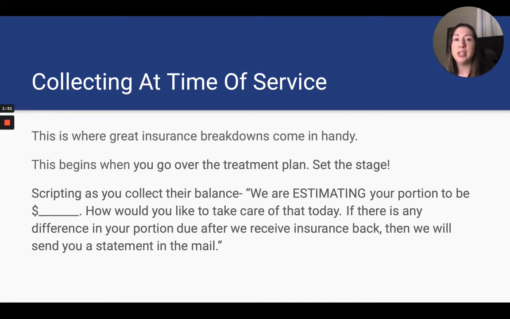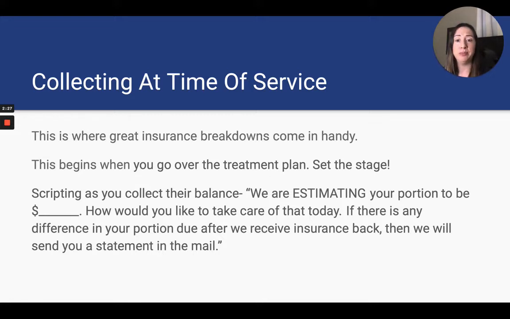Mary's coming in for her cleaning, and when you check her out, it seems like she needs a crown on tooth number 18. Before she leaves, we are going to print off an estimate that has her insurance estimated portion and her estimated portion, and we are going to let her know that that is due at the time she comes in. So we are just setting the stage that when she schedules this treatment, A, we're always going over patient estimations first, and B, the patient portion is due when she comes in for that date of service.